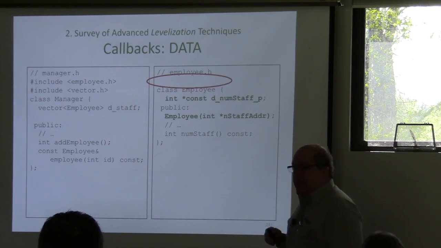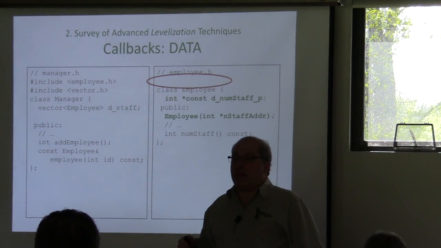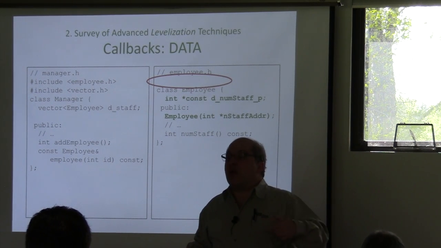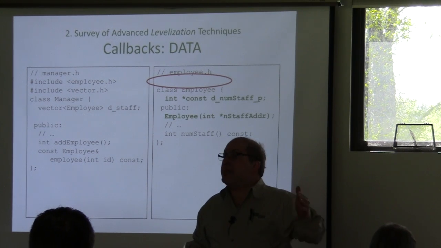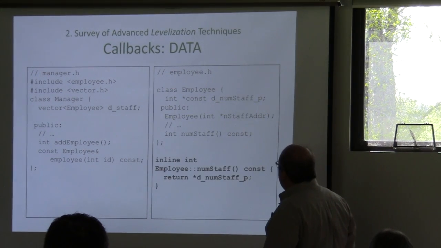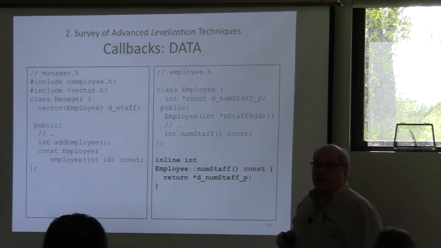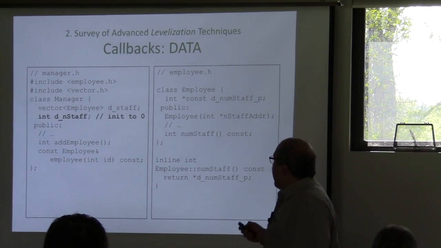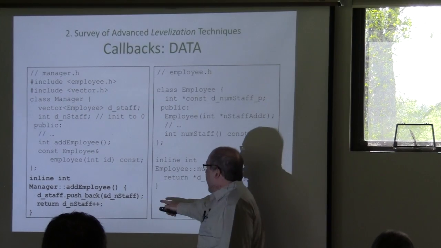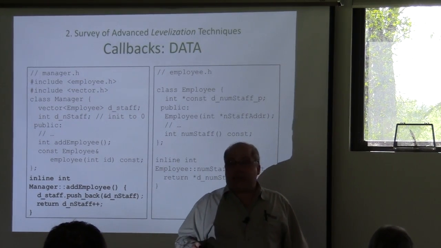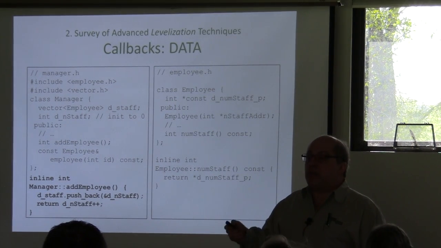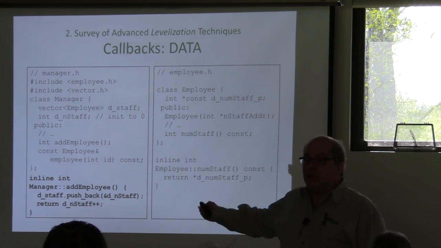We can do something a little different. Suppose when the employee is created, since all the employee needs to answer is how many people are in the manager's world, suppose instead of passing the address of the manager, we pass the address of the data member in the manager that holds the number of employees. And so if we do that, then all I need to do is dereference that pointer from the employee and I'm good. And now I just need to add a little extra data here. And when I go to add an employee in the manager, after I push back this, I'm going to create a piece of data that I can pass the address of. Because I can't pass the address of the data from the vector, but I can certainly keep it in parallel and pass the address of the shadow data member.